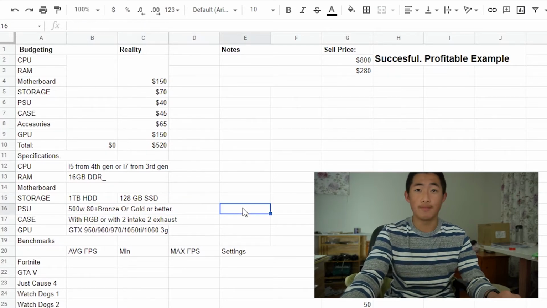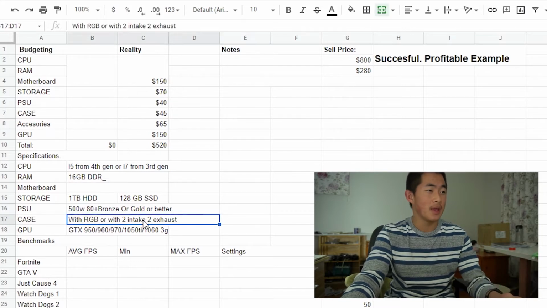And the power supply, I usually try to get something 500 watt, at least 80 plus bronze. Although it's pushing it, I pushed an 80 plus gold for $40. It was a pretty good deal. That was in the first video, so a little bit out of date.